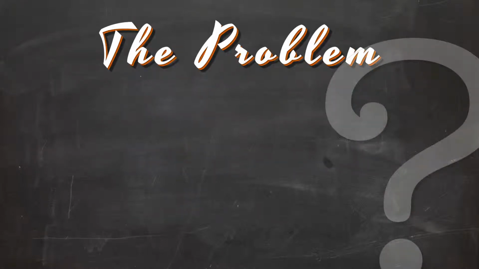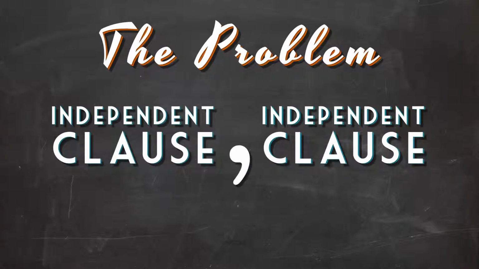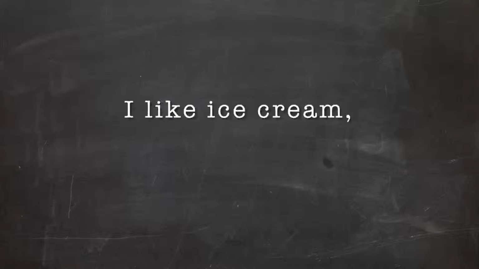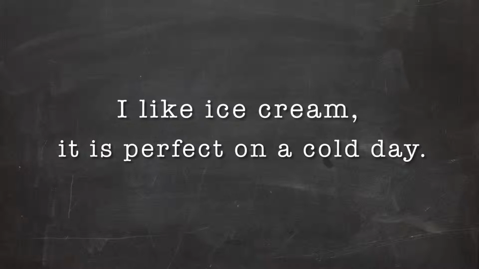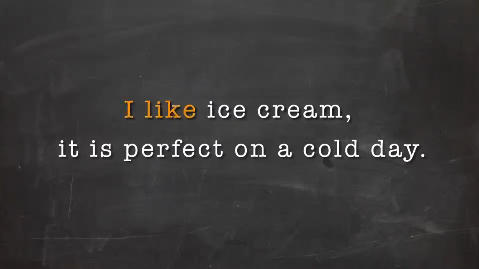The problem occurs when a writer fuses two independent clauses together with a comma. The result is a comma splice. Here's an example. I like ice cream, it is perfect on a cold day. Notice how those two independent clauses are joined with a comma. We have two complete ideas here with two distinct subject-verb sets: I like, and it is. Because we have these two independent clauses joined by a comma, we know that we have a comma splice.